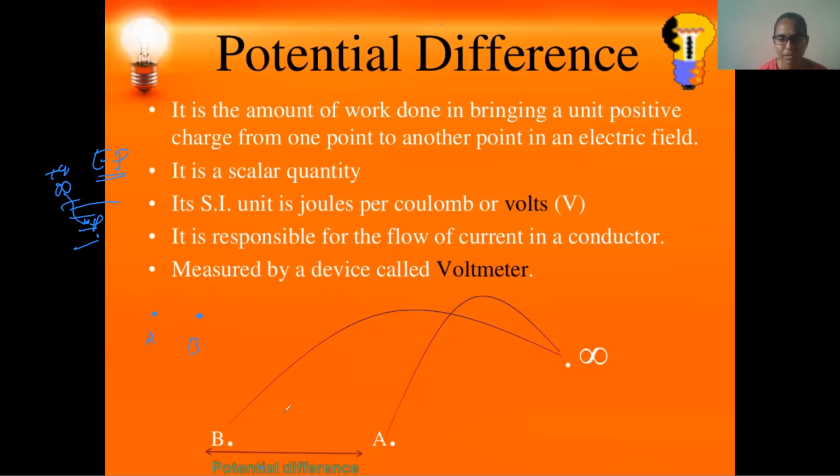That means work done. We need to do some work to bring this unit positive charge. Unit positive charge from where to where? From one point to another point. So that is nothing but the potential difference.